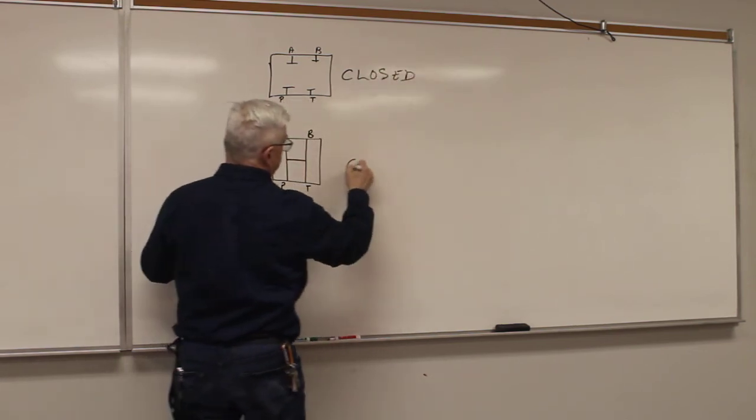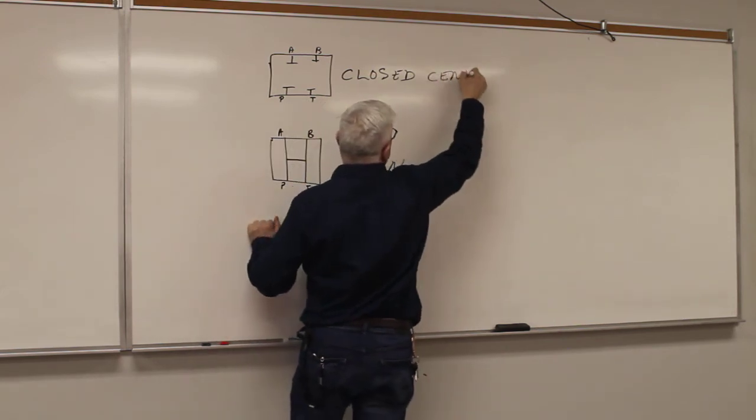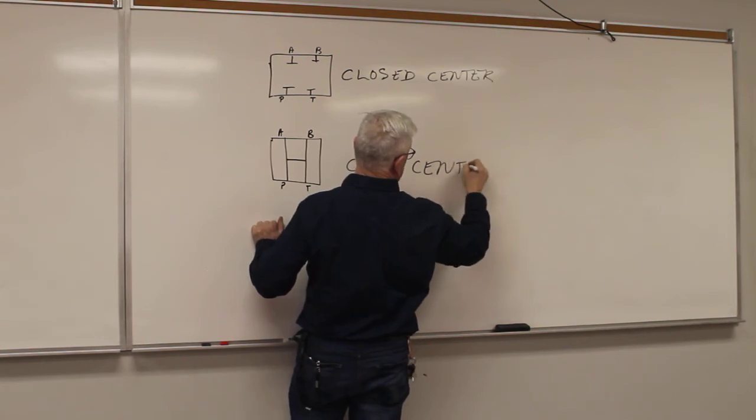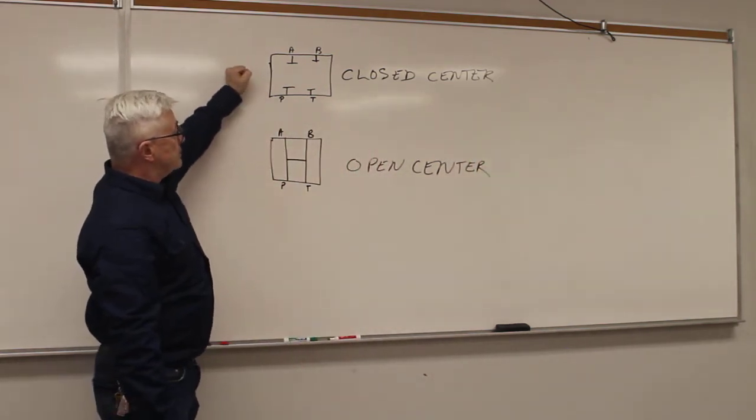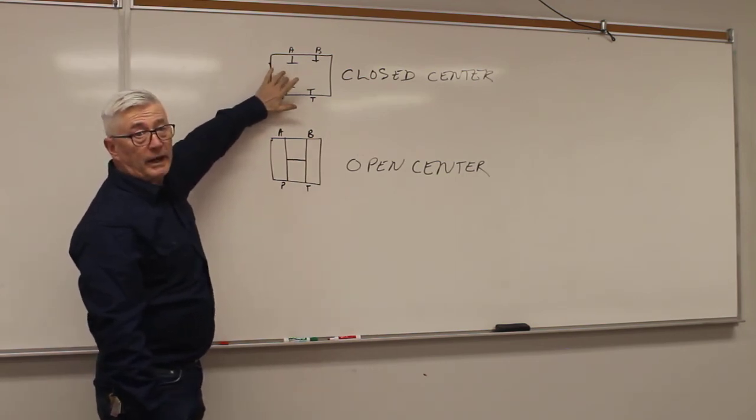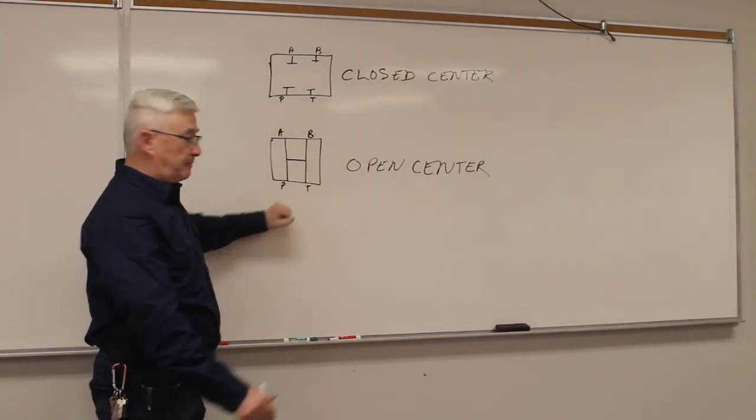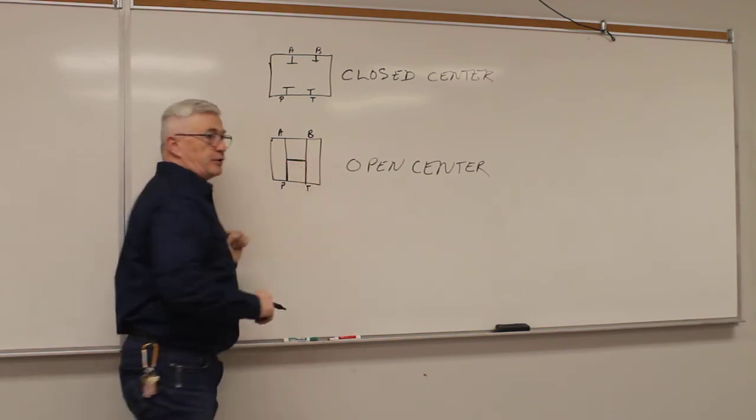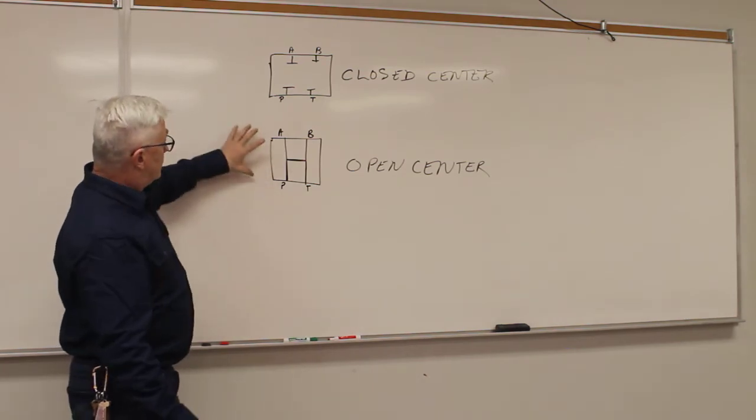I'll just put these on here so we clarify everything and we don't get them mixed up. Right? Open center, closed center. Closed center, no fluid will flow through the valve when it is in the neutral position. And in an open center system, the oil will flow over and then simply return to the tank, which is a huge difference when we look at it.